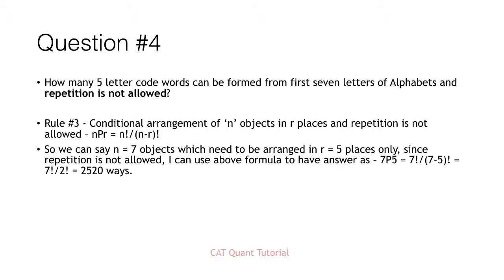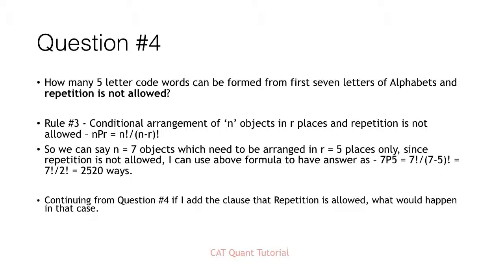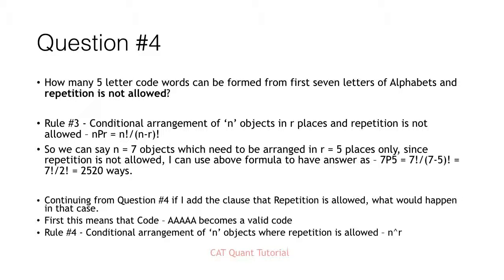Now, what if I make this problem a little more complex? I'll make the repetition allowed. If I add the clause that repetition is allowed, what would happen? Now the code of 5 times A becomes a valid code. In this case, I'll go with rule number 4, that a conditional arrangement of n objects where repetition is allowed is n to the power of r. N over here is 7, r is 5, so 7 to the power of 5 would be my answer.